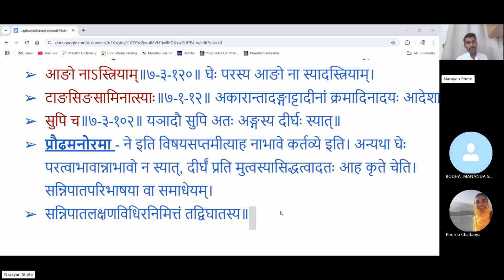And how will we say that? How will we support this Krute api statement? Because it is not there in the sutra. The sutra gets stopped with Kartavya. So this is the paribhasha with which we can justify this.